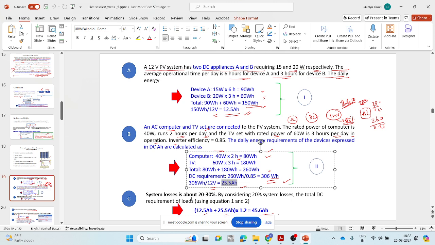Now there are some system losses also, right? Considering these system losses, the actual energy requirement will be this AC requirement plus the DC requirement. Considering the 20% loss, you multiply this by 1.2. So the energy requirement is 20% more, right? So it will be multiplied by 1.2. This is your actual energy requirement.